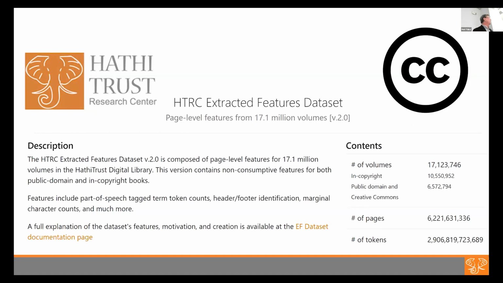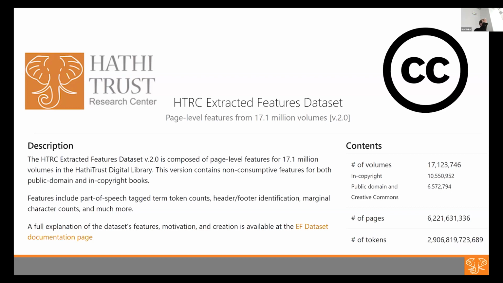So the extracted features data set is 17 million volumes. We're a little bit behind the entire collection. 10 million in-copyright works are represented, and 6.5 million public domain works. That's 6.2 billion pages of data and 2.9 trillion tokens that people can use to build projects and do analyses and so on. And it's open to the world.